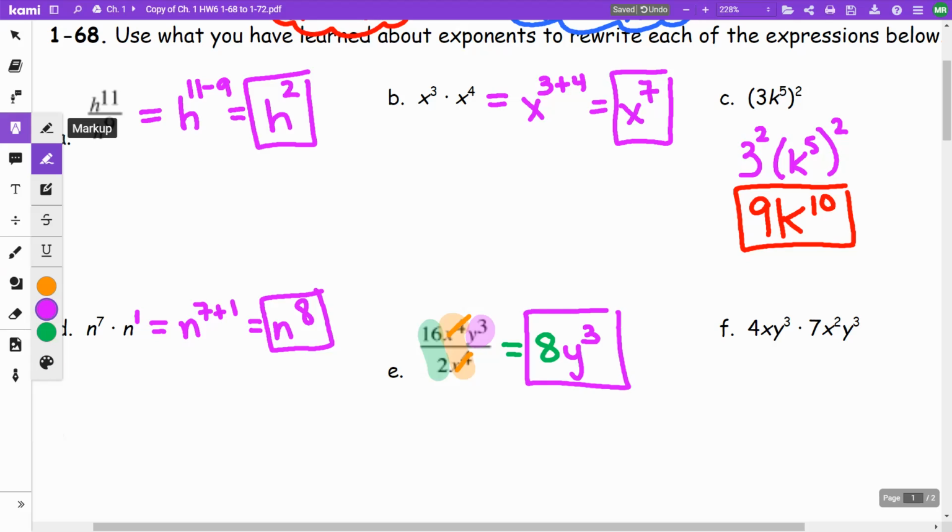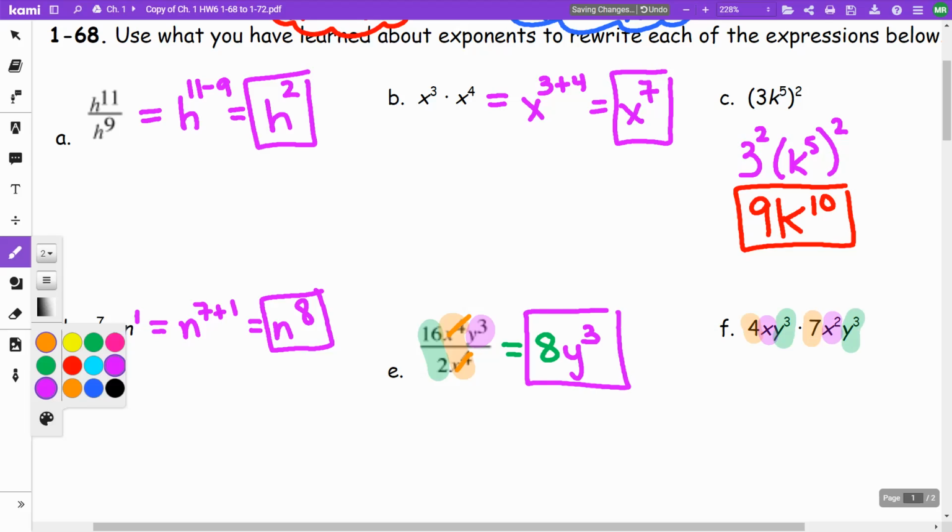On letter F, I am going to be multiplying the 4 and the 7 together. I'm going to be looking at the x and the x to the 2nd. I'm going to be looking at the y to the 3rd and the y to the 3rd. So when I do this, 4 times 7 is 28. X times x to the 2nd, I'm going to add those exponents. It's going to become x to the 3rd. Y to the 3rd times y to the 3rd, that's going to be y to the 3 plus 3, or 6. And that's going to be our answer.